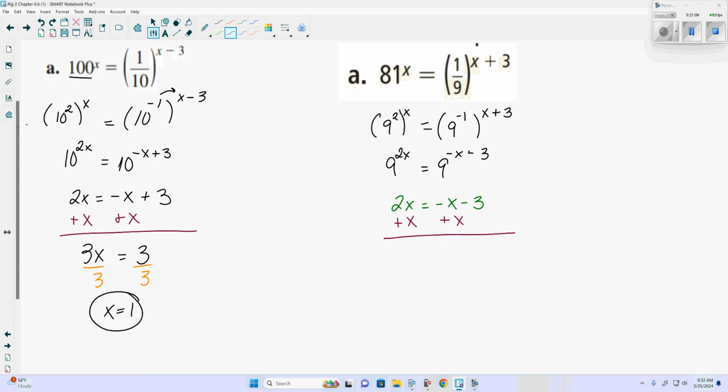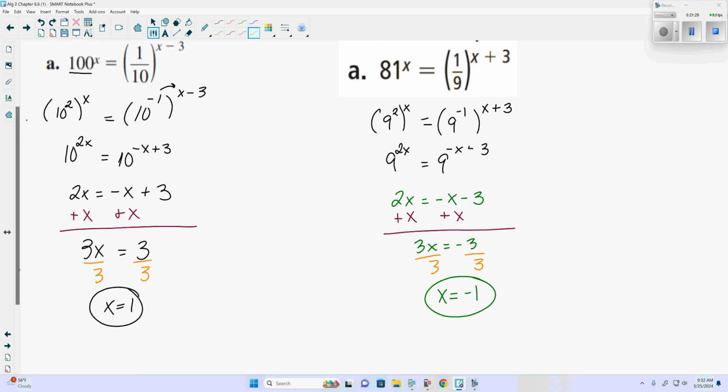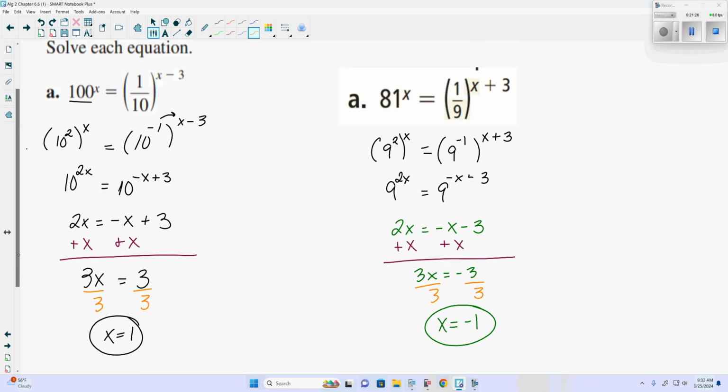So here we can add x to both sides, telling us 3x is indeed equal to negative 3. Divide both sides by 3. So x is equal to negative 1. Questions on this here? Questions on any of this so far? We're ready for one more before we move to the one-to-one property with logarithms.